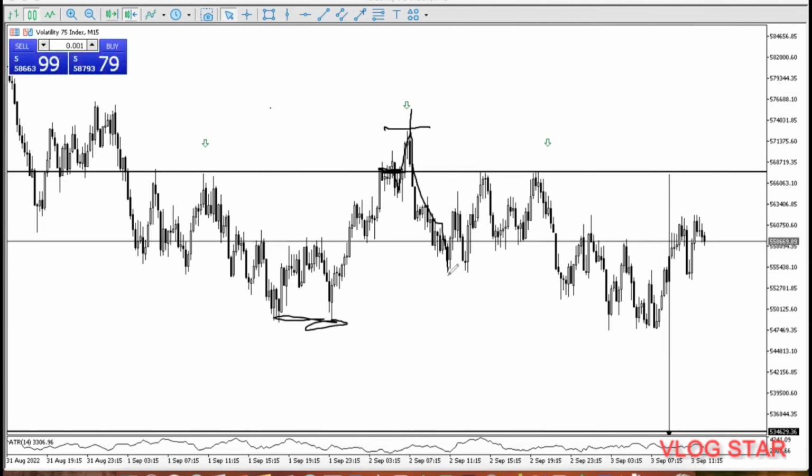Then the market came back. I didn't do anything. Went down. Came back again. Didn't do anything. Went down. Didn't take profit, but moved my stop loss to break even. Remember, I sent it on the group and said send break even. Yes, that's when I sent my break even here.